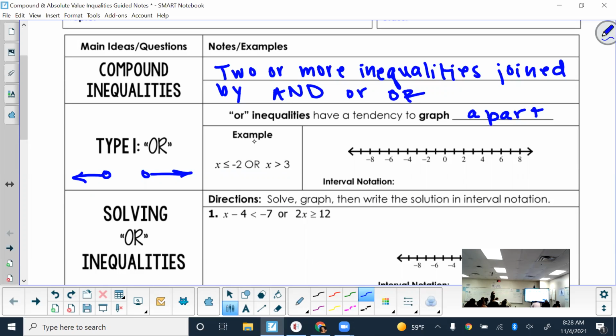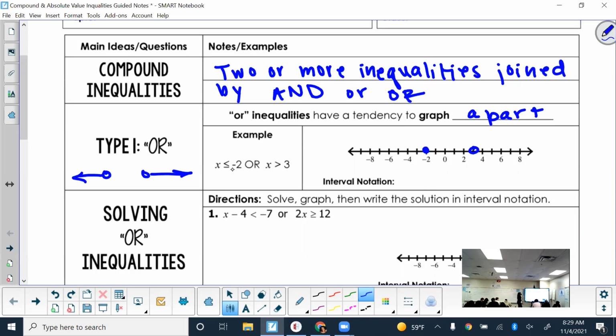But let's look at this example. We have x less than or equal to -2 or x greater than 3. So I need to put a circle on what two numbers? -2 and 3. On the -2, is it open or closed? Good, because it's equal to, right? It has that line underneath. What about on the 3? Is it open or closed? Open. This one's open, this one's closed.